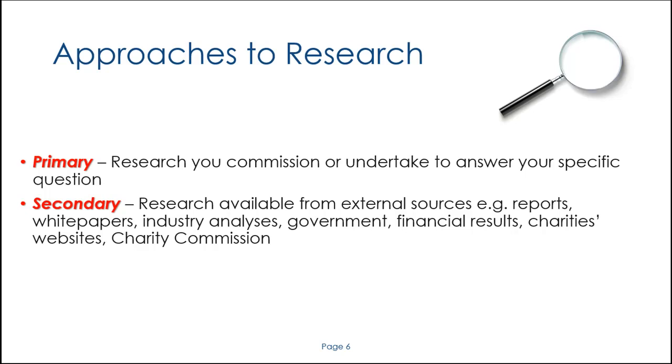Secondary market research, on the other hand, relies on publicly available and commonly accessed information that was not primarily commissioned by your own charity, but it's information that your own charity can use for its own benefit. So it could be reports from other charities in the sector, it could be white papers, industry analyses, conference speeches, government or local government reports, financial results, or the information from the other charities' websites or from the charity commission. So primary research is research you've commissioned for your own purposes. Secondary research is publicly available information that you can use for your own benefit, though you didn't commission it and typically you didn't pay for it.